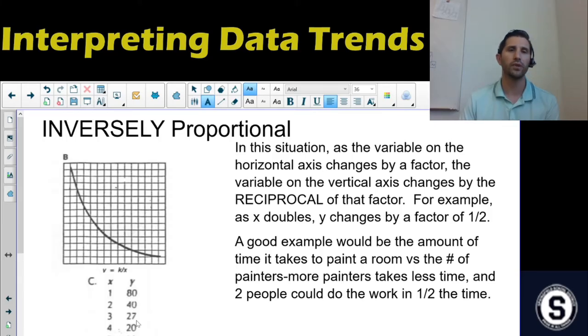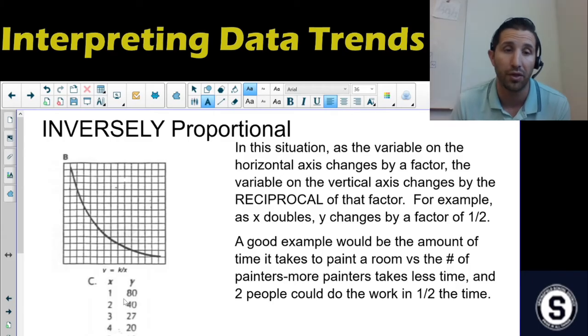And this is an example of a data set that mimics this. You'll notice as x goes from 1 to 2, for example, y went from 80 to 40. So when we doubled x, we got half of y. If we go from 1 to 3, we're tripling x. Going from 80 down to 27 is basically 1/3 of 80. So that's what's happening here.